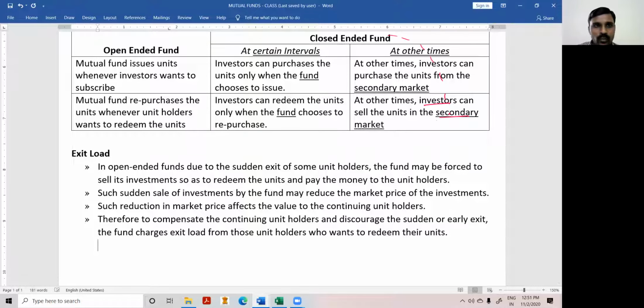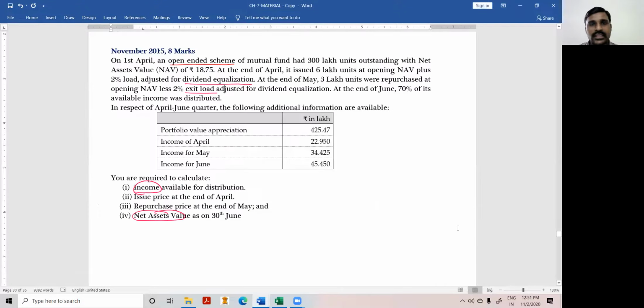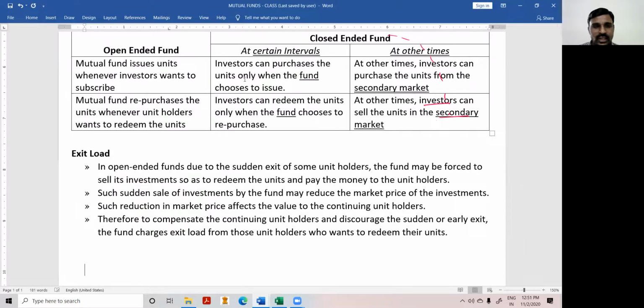Next, having discussed this open-ended scheme and exit load, we'll discuss the dividend equalization. What is meant by dividend equalization? Look at this. Dividend equalization.